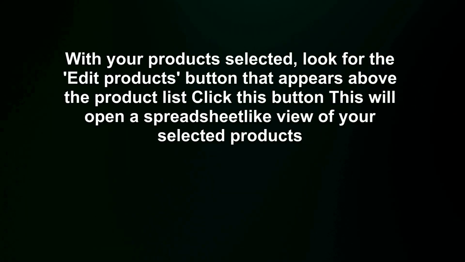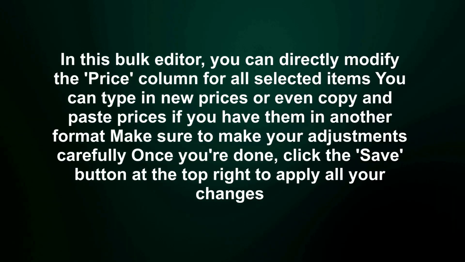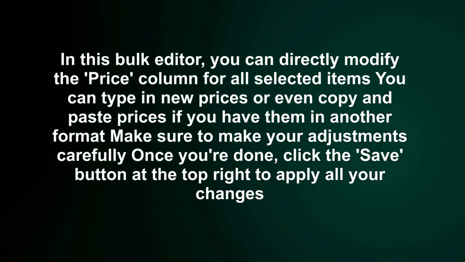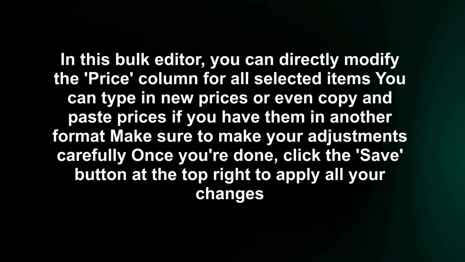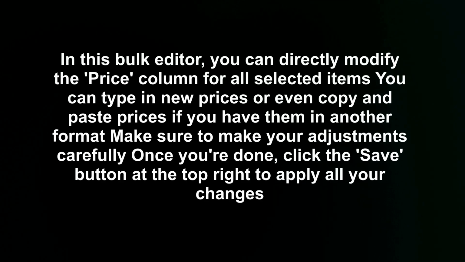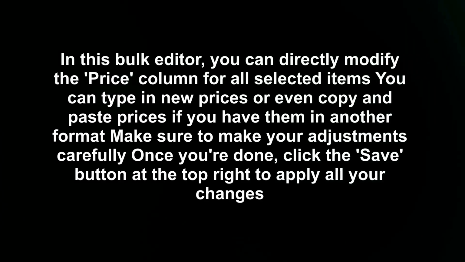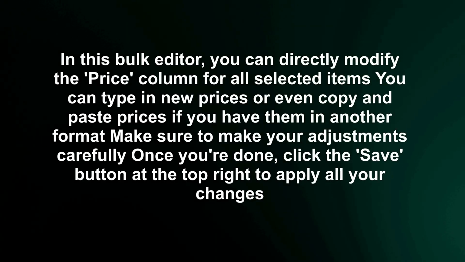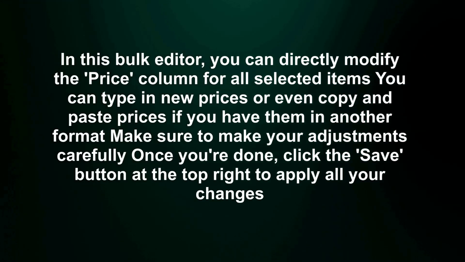With your products selected, look for the Edit Products button that appears above the product list. Click this button. This will open a spreadsheet-like view of your selected products. In this bulk editor, you can directly modify the price column for all selected items. You can type in new prices or even copy and paste prices if you have them in another format. Make sure to make your adjustments carefully. Once you're done, click the Save button at the top right to apply all your changes.